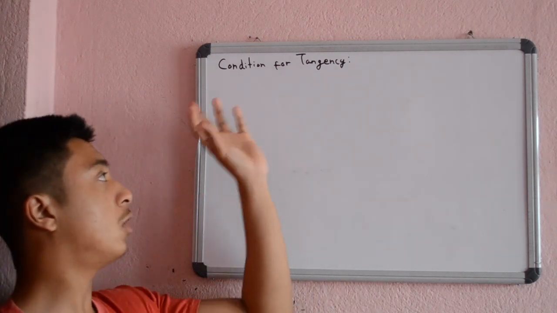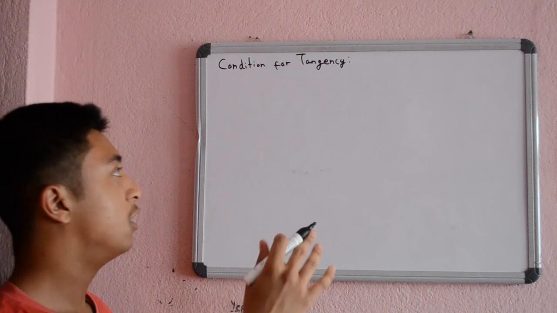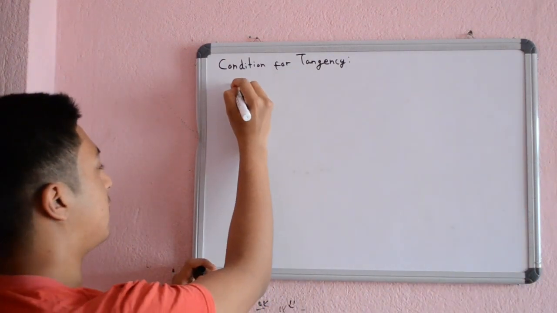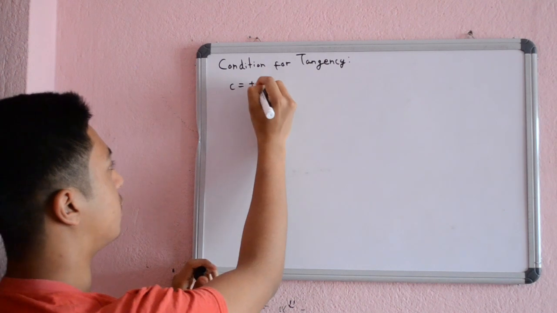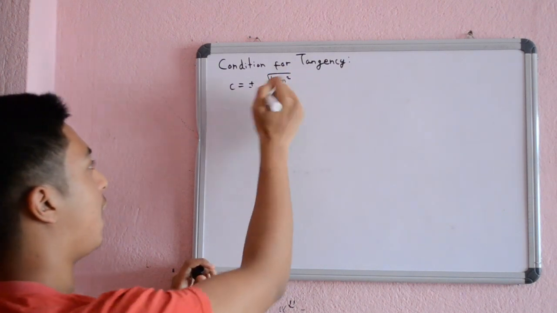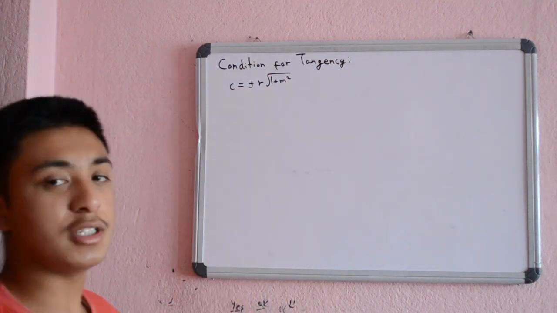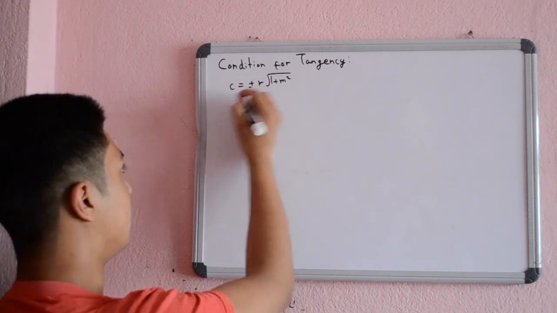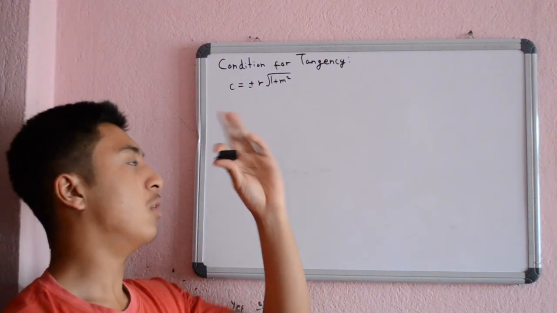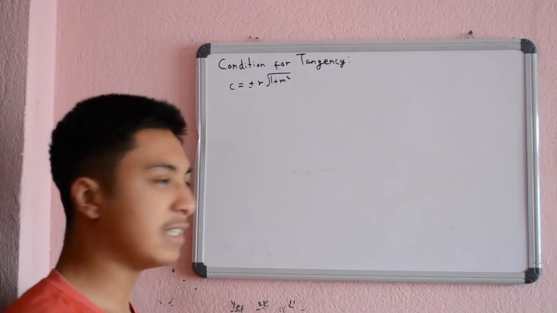Now let's talk about the condition for tangency. So what are the conditions for a straight line to be tangent to a circle? Well, we discussed earlier that c has to be equal to plus minus r root 1 plus m square, where r is the radius, and here c is just the y-intercept of the tangent line. And this is for the equation of a circle at the origin. But what about any equation at all? Is there a definite condition?